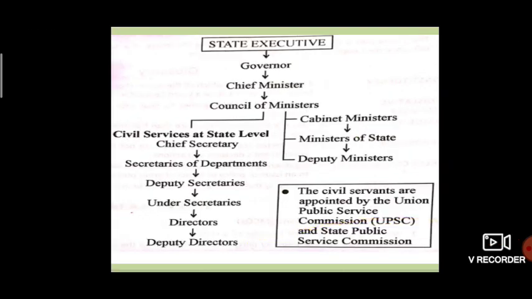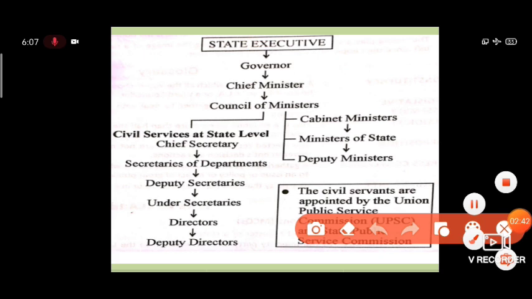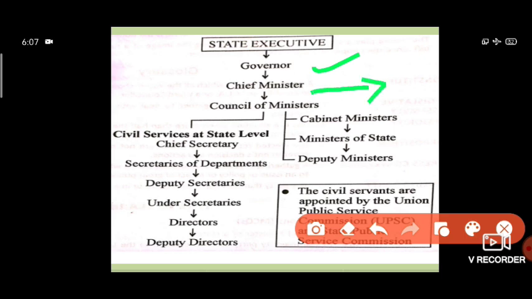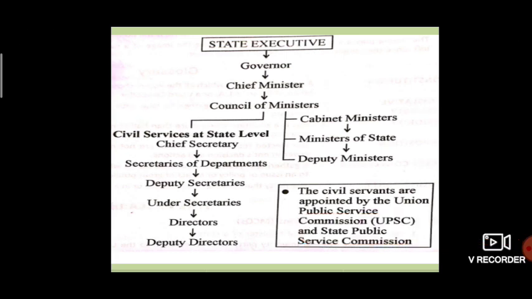This is your state executive. We have already discussed it in our Zoom class also, and here also: in a state, who is the head of the state? Governor is the head of the state, whereas the chief minister is to be considered the political head of the state. Then the chief minister has a council of ministers. These are the council of ministers. Then these are the cabinet ministers, ministers of state and deputy ministers. So all this is the state executive.